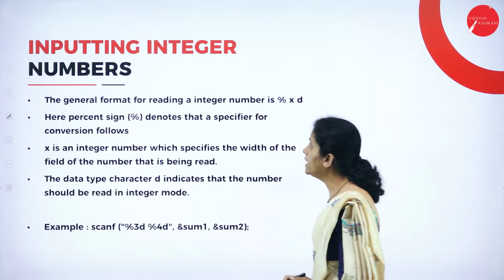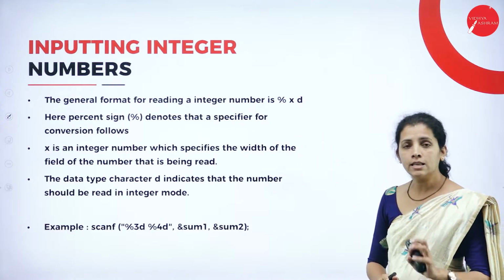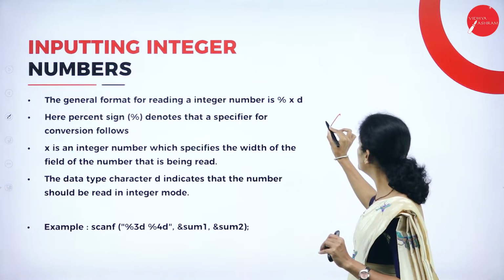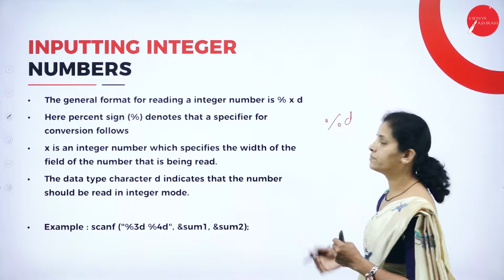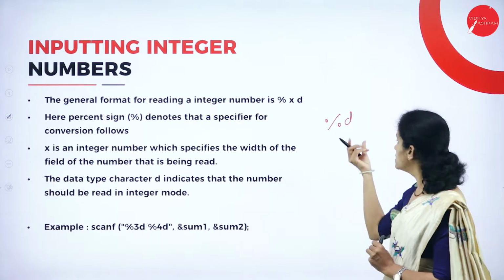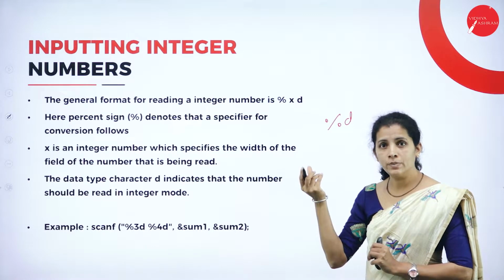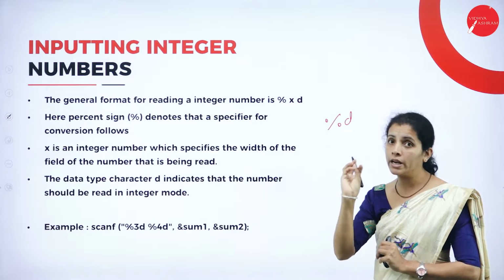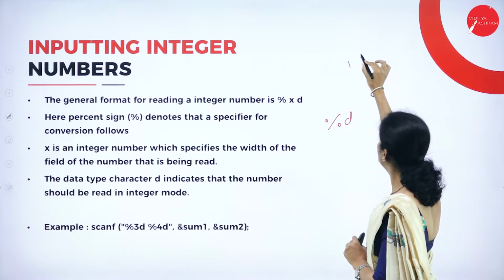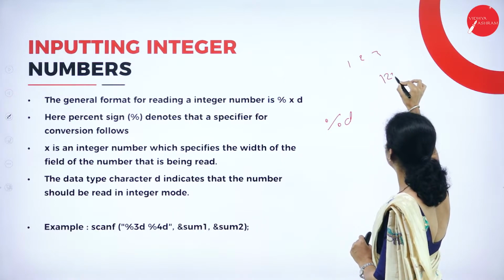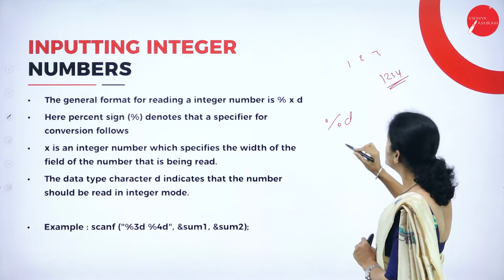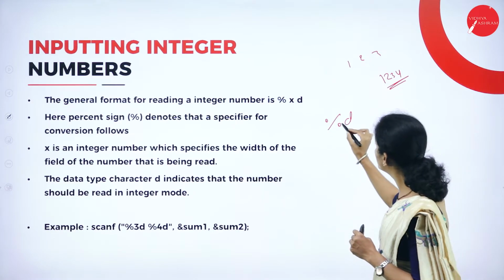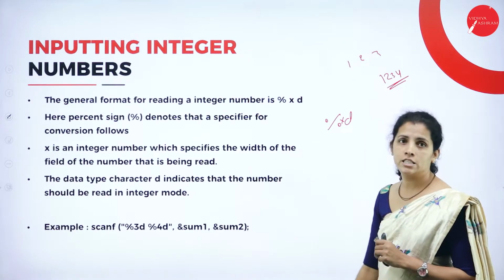Now, inputting an integer number. Suppose I want to input an integer number, then I'm going to use %d. That is the simple method. And if I want to specify how many digits I want to read, for example 1, 2, 3 or 1, 2, 3, 4, for that I'll write %xd.